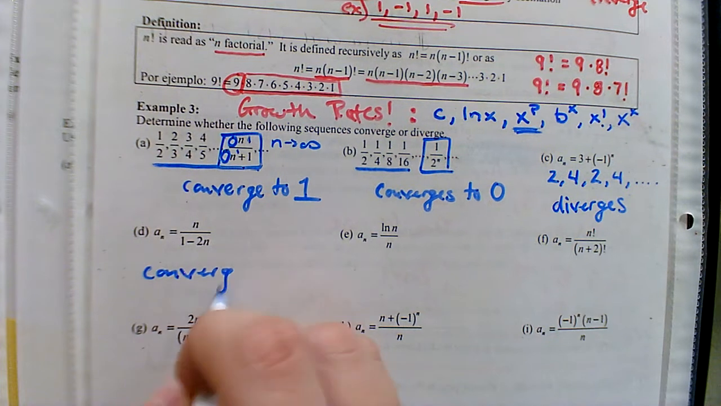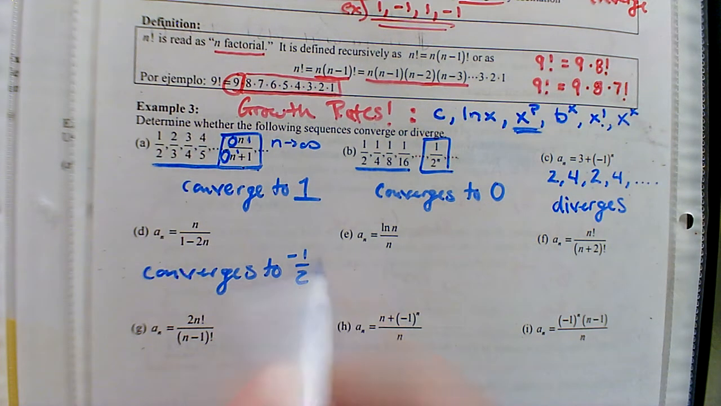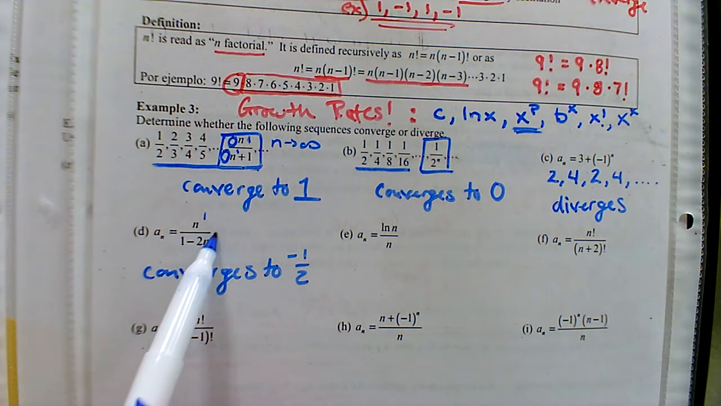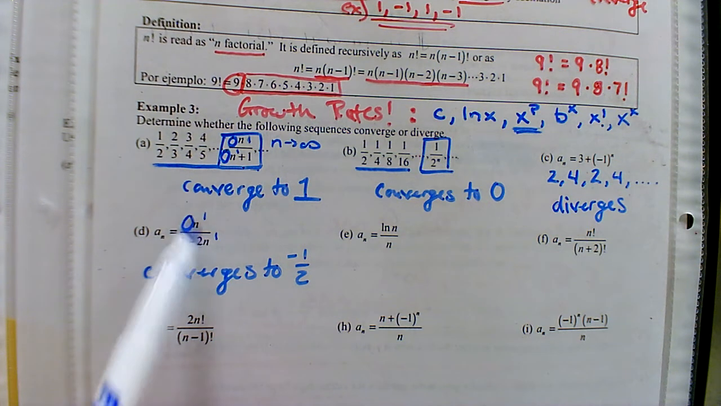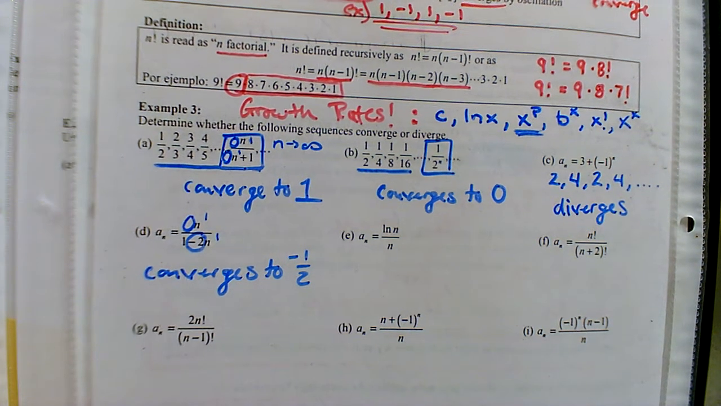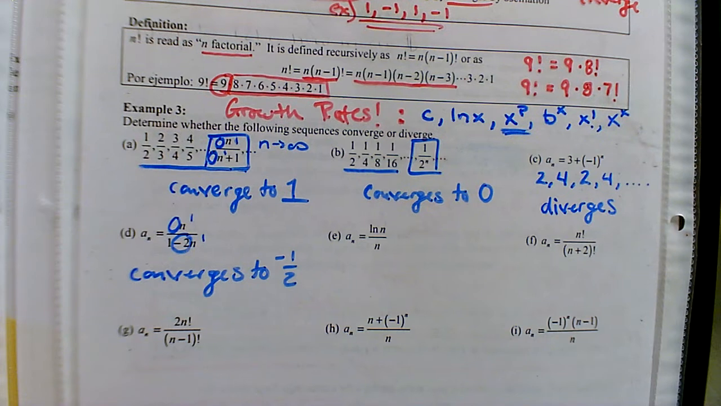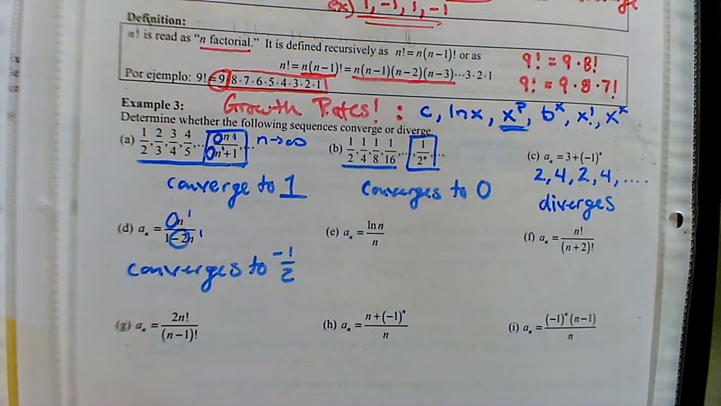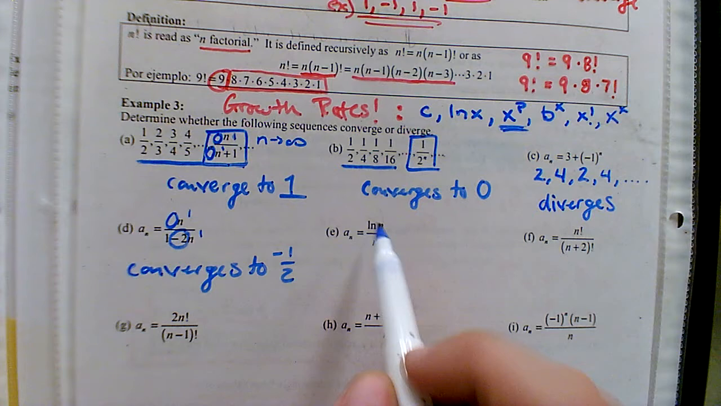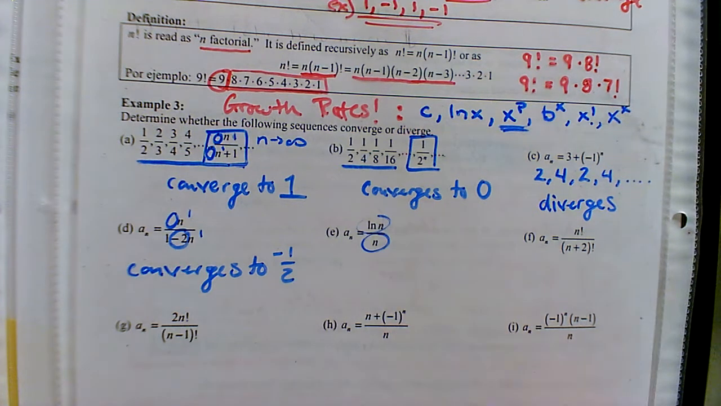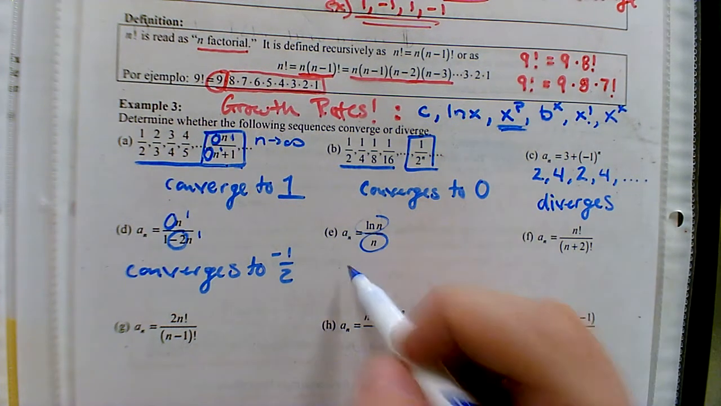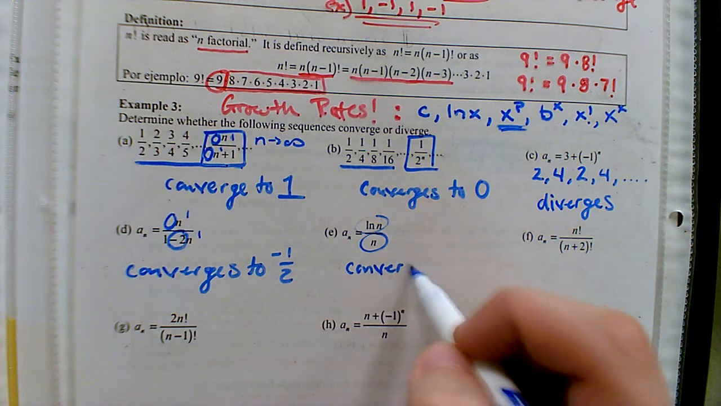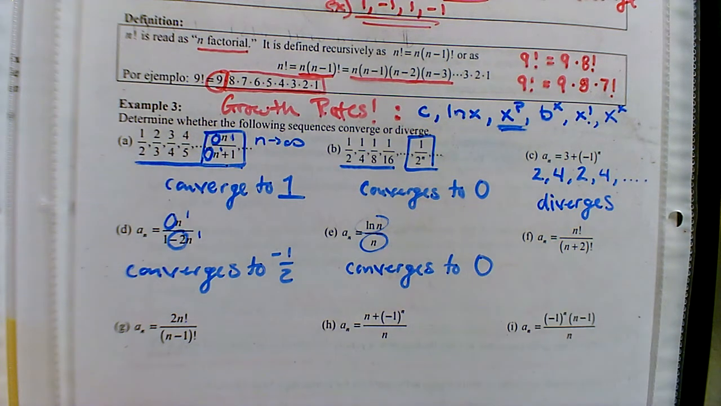-1/2, good. So growth rate of the top is 1, growth rate of the bottom is 1, those are the same. Divide the coefficients, 1 over -2, good. The next one's a fraction as well. Think about your growth rates. Good, Eric? It does. Okay, natural log is slower than x to a power based off our list here. So the bottom is growing faster, converges to 0.